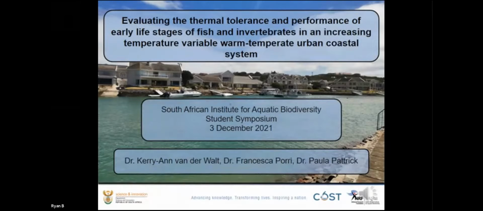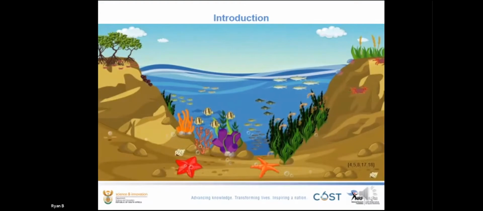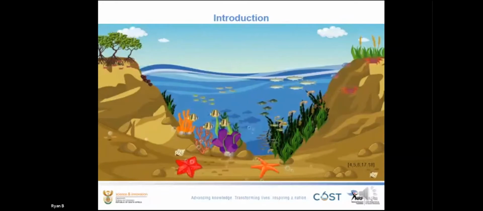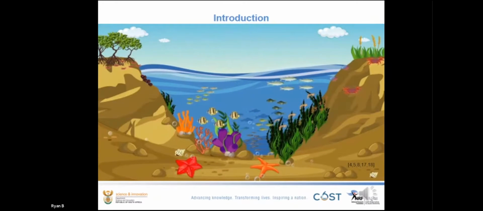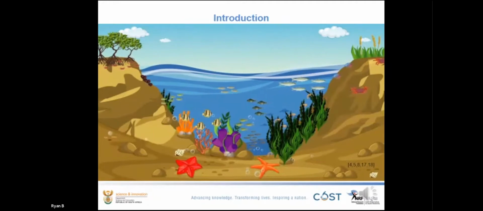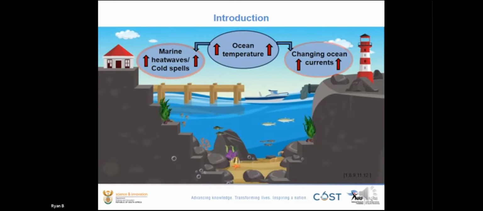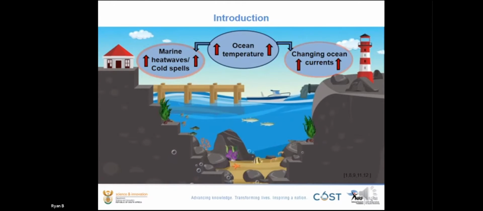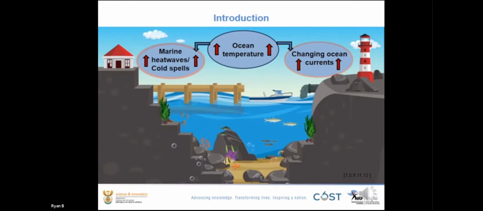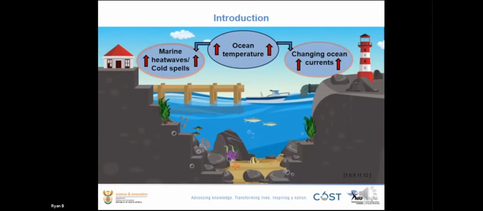Good day all. I will be presenting my postdoc research titled Evaluating the Thermal Tolerance and Performance of Early Life Stages of Fish and Invertebrates in an Increasing Temperature Variable Warm-Temperate Urban Coastal System. Within the coastal realm, estuaries are fundamental for biodiversity, mostly acting as nursery and settlement areas for intertidal or transient larvae and juveniles of marine fish and invertebrates, for example crabs. Urbanization, as well as rising mean ocean temperatures and local temperature variability, however, may be placing ecological and physiological pressure on these early life stages, recruiting into these urban coastal systems.